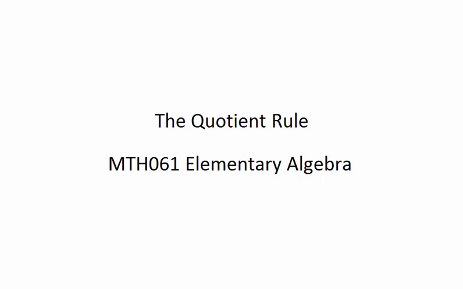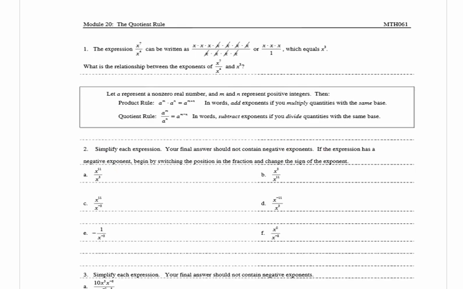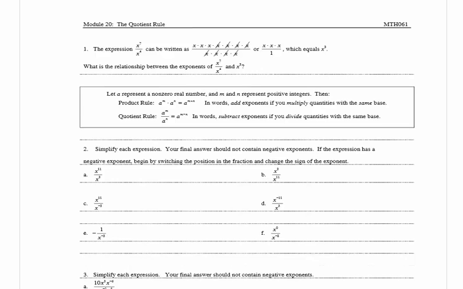In this video, we're going to be looking at the quotient rule. In 1, it says the expression x to the 7th over x to the 4th can be written as x times x times x times x times x times x times x divided by x times x times x times x, or x times x times x divided by 1, which equals x to the 3rd.